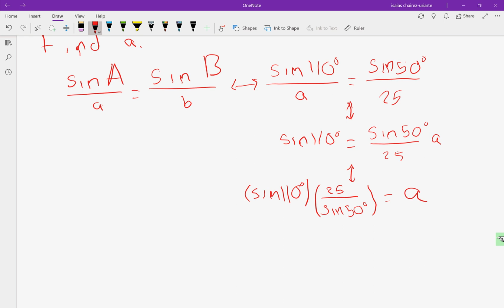Now I'm going to use my calculator to figure this out. I am going to make sure that my calculator is in degree mode. So let me make a little note here about such a thing. Make sure your calculator is in degree mode, and let's agree to round to the nearest tenth, just to make life easy.